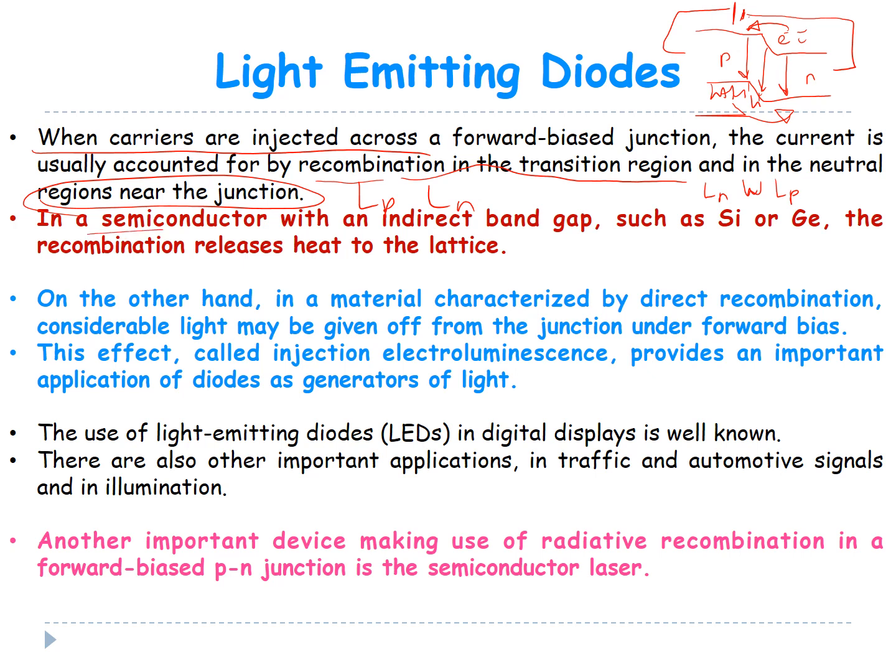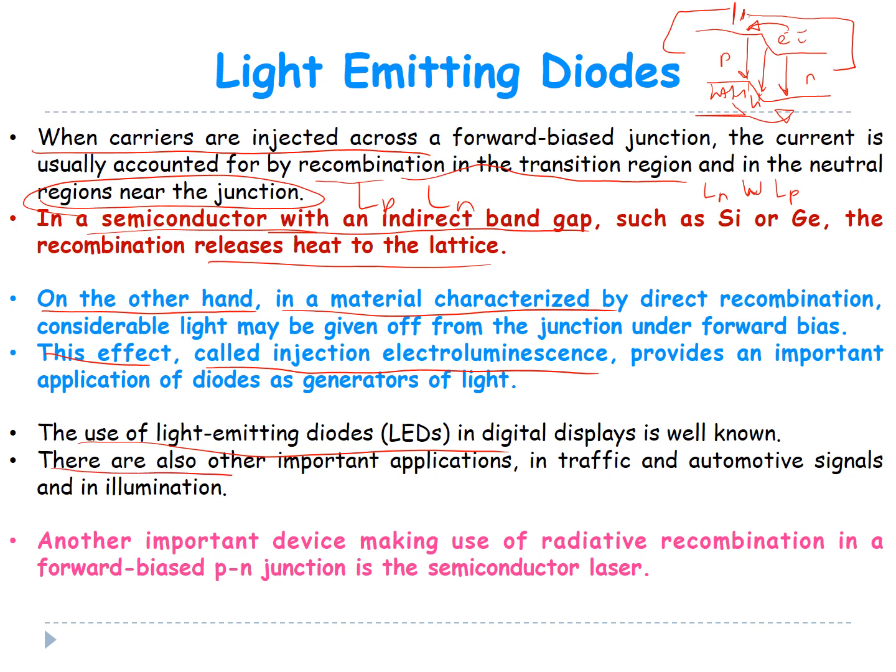Now, in a semiconductor with an indirect band gap, such as silicon or germanium, the recombination releases heat to the lattice. On the other hand, in a material characterized by direct recombination, considerable light may be given off from the junction under forward bias. This effect, called injection electroluminescence, provides an important application of diodes as generators of light. The use of light-emitting diodes in digital displays is well known. We've got our LED TVs, and so on and so forth.